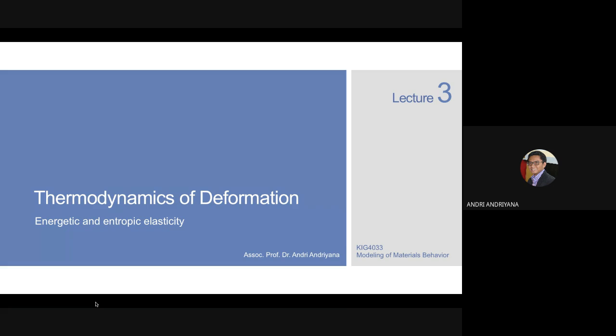This lecture 3 deals with the thermodynamics of deformations. Again, as I mentioned earlier in the sessions this morning, our objective is to learn how we describe mathematically the various material responses that we have learned just now: linear elasticity, nonlinear elasticity, viscoelasticity, and viscoplasticity. Each of these material responses requires different mathematical equations to describe the stress-strain relationship.